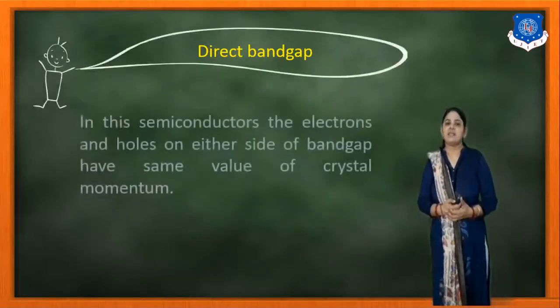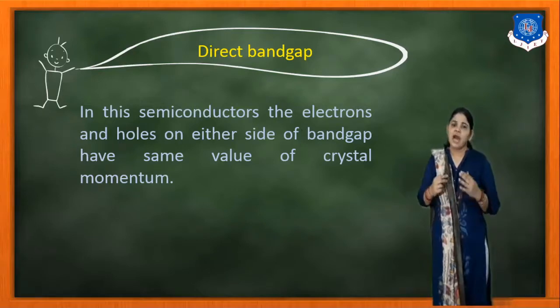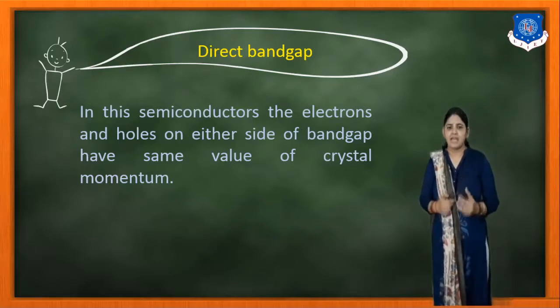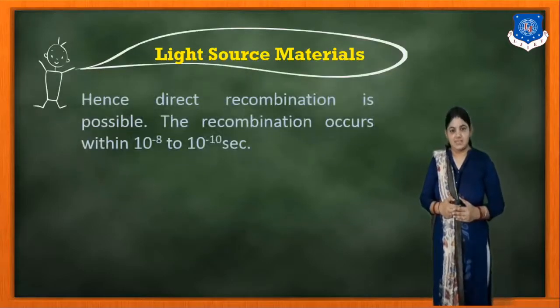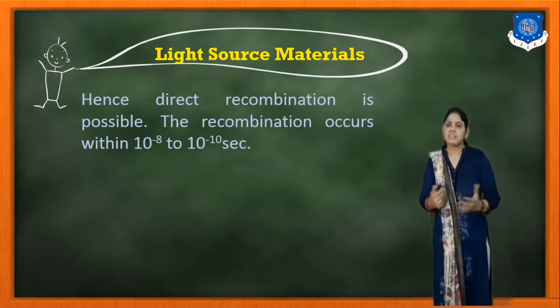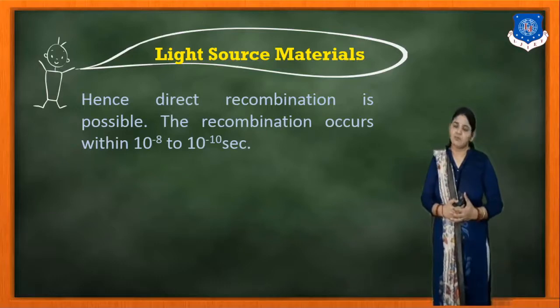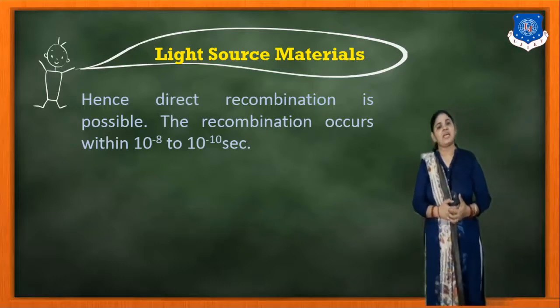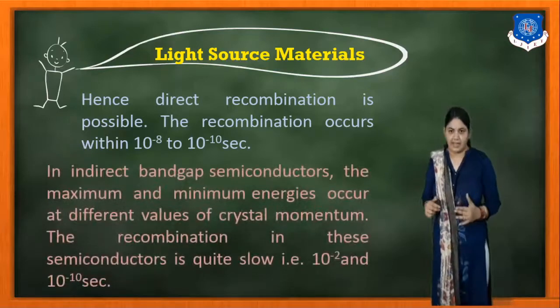What is the direct band gap? In these semiconductors, the electrons and holes on either side of the band gap have the same value of crystal momentum, so direct recombination is possible. This recombination occurs within 10 raised to minus 8 to 10 raised to minus 10 second.